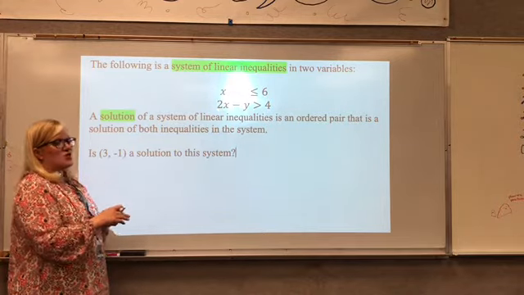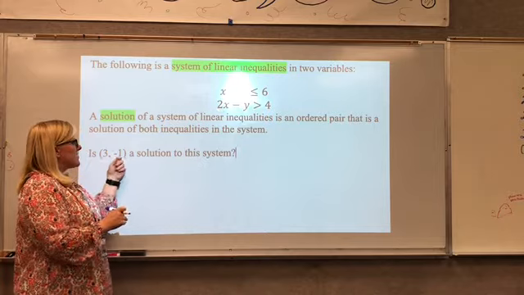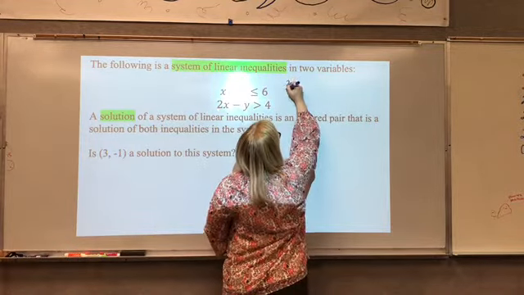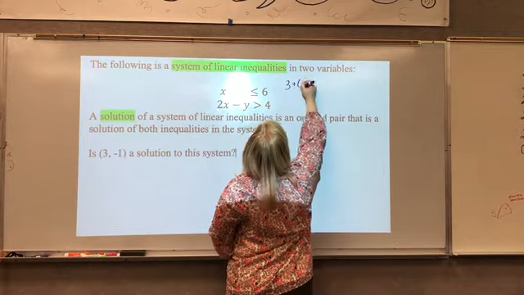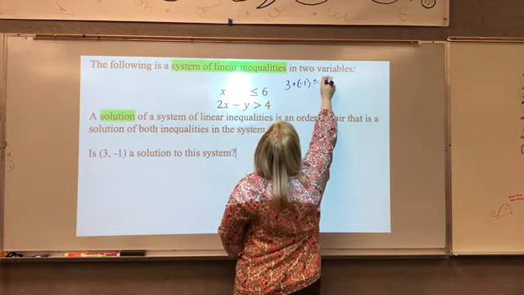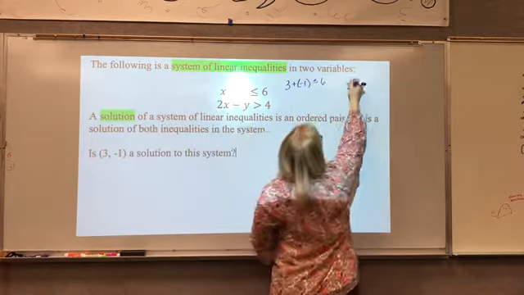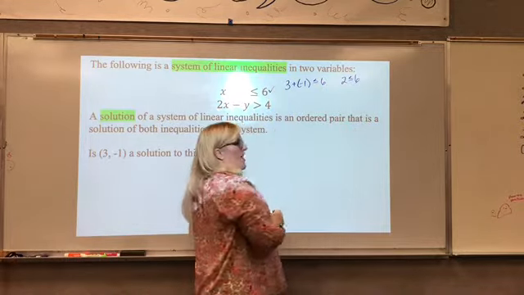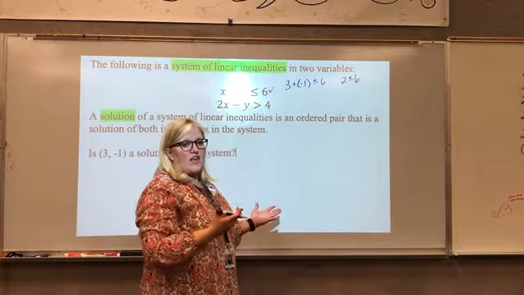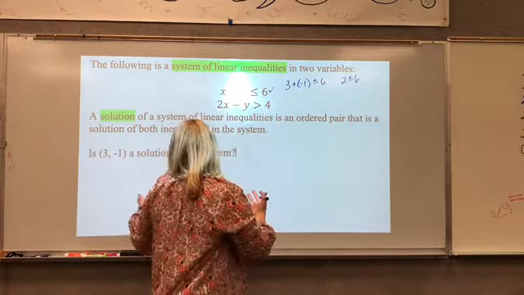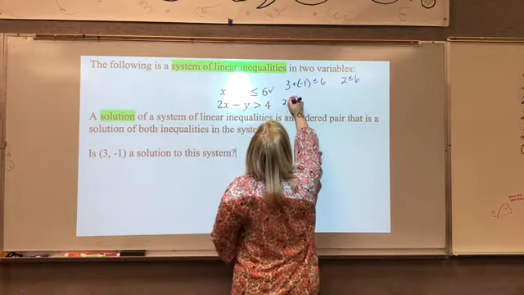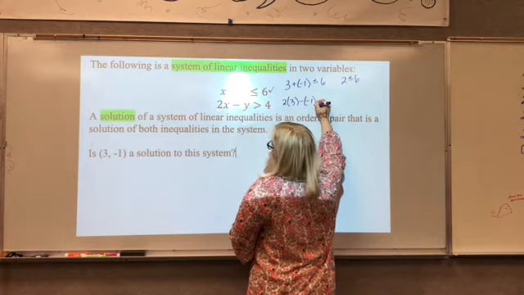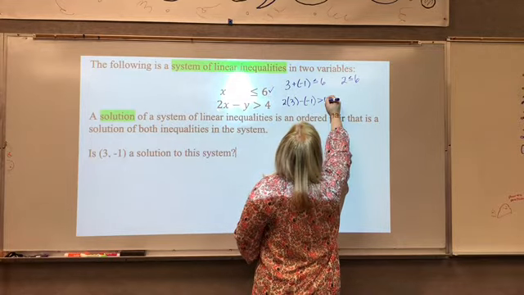Well, all we have to do is plug in our x and our y to see. So first we have x and y less than or equal to 6. So this is going to be 2 is less than 6, and that's true. So that one checks out. So now we just need the other one to check out and we'll be in good shape. So now we have 2 times 3 minus -1. Is that bigger than 4?